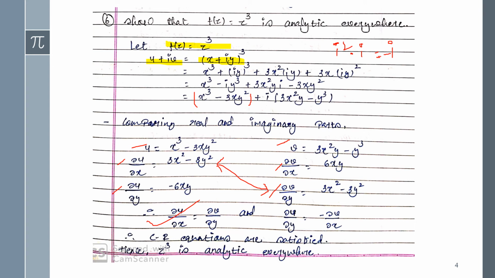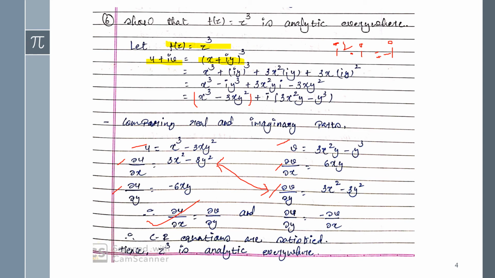Now see guys, if even one of the conditions does not satisfy, then we have to write that the CR conditions are not satisfied. It will not work if one is satisfied and the other is not. Both conditions must be satisfied, and then and only then will the given function be analytic.